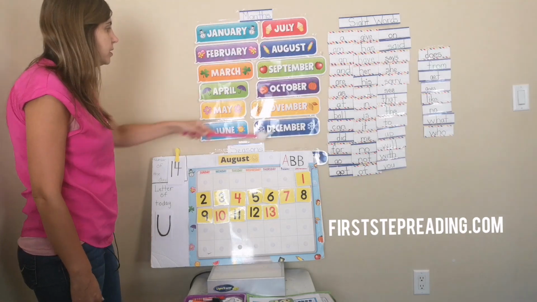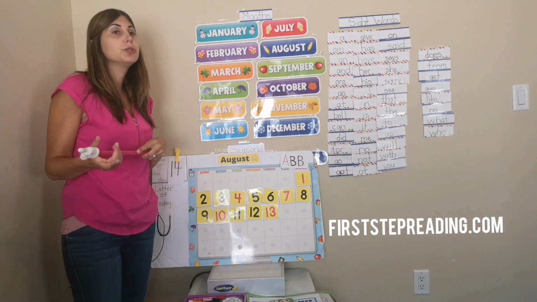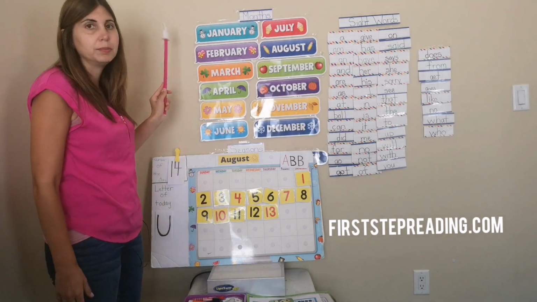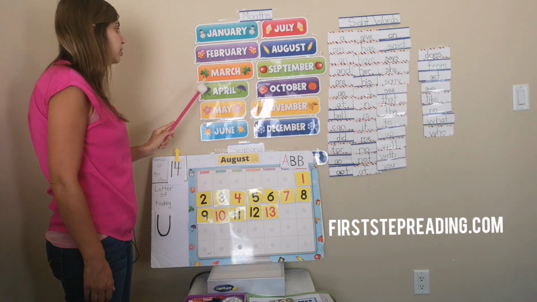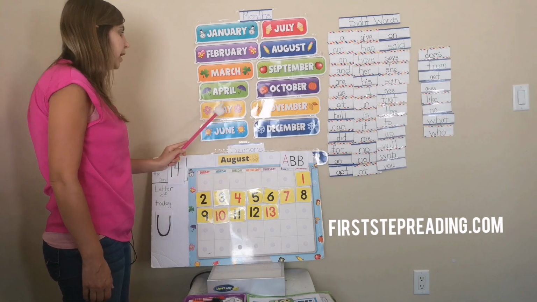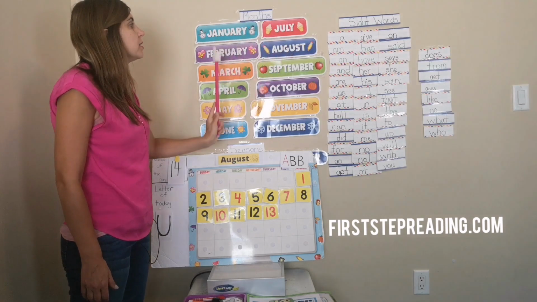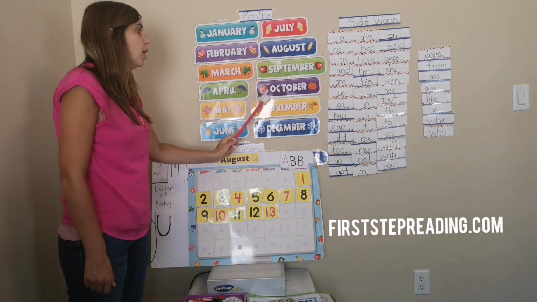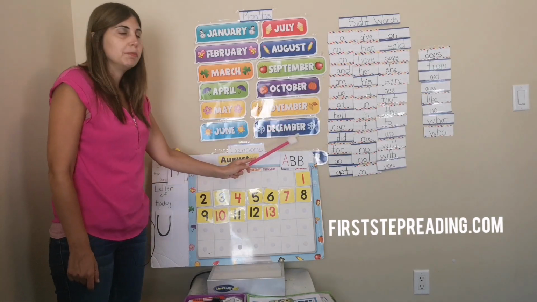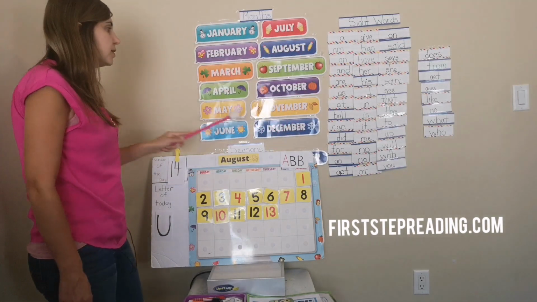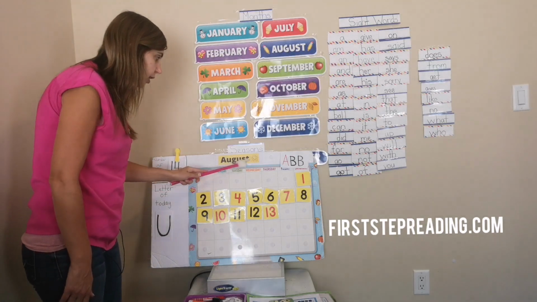How many months are in a year? There are 12 months in the year. Let's say them together. January, February, March, April, May, June, July, August, September, October, November, December. These are the 12 months in a year. Today we're talking about August.